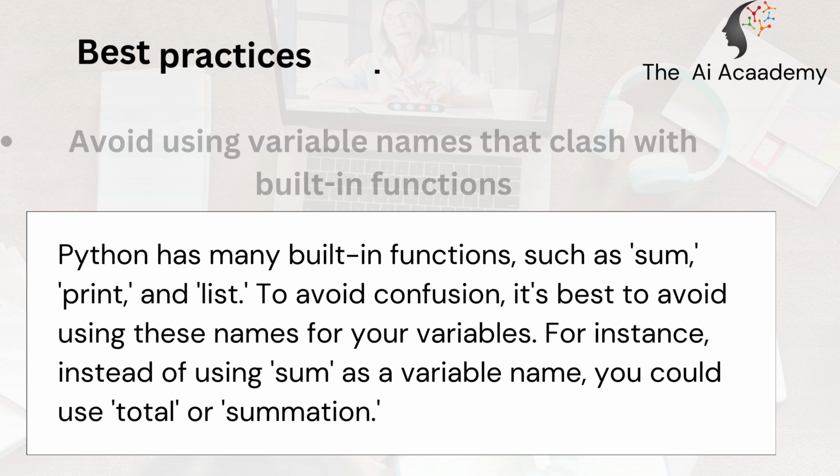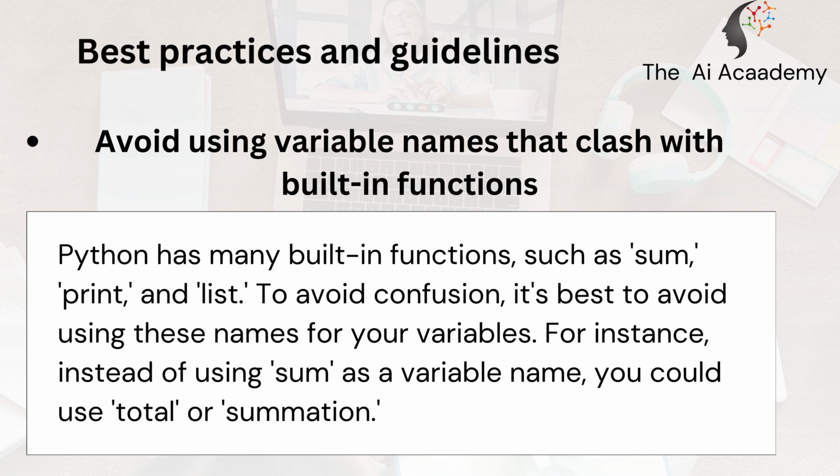Second, avoid using variable names that clash with built-in functions. Python has many built-in functions, such as sum, print, and list. To avoid confusion, it's best to avoid using these names for your variables. For instance, instead of using sum as a variable name, you could use total or summation.